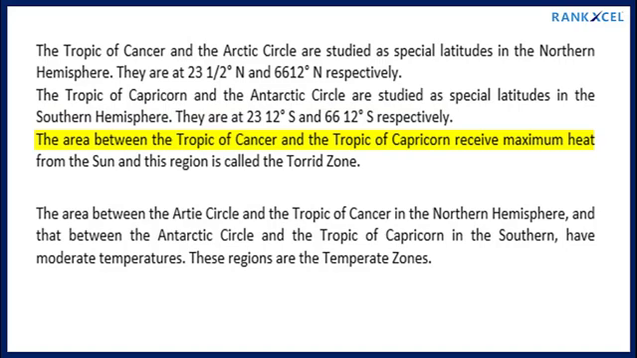The area between the Tropic of Cancer and the Tropic of Capricorn receives maximum heat from the Sun, and this region is called the torrid zone. The area between the Arctic Circle and the Tropic of Cancer in the northern hemisphere, and that between the Antarctic Circle and the Tropic of Capricorn in the southern, have moderate temperatures. These regions are the temperate zones.